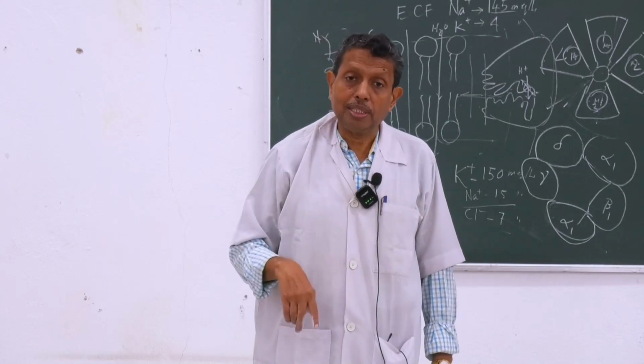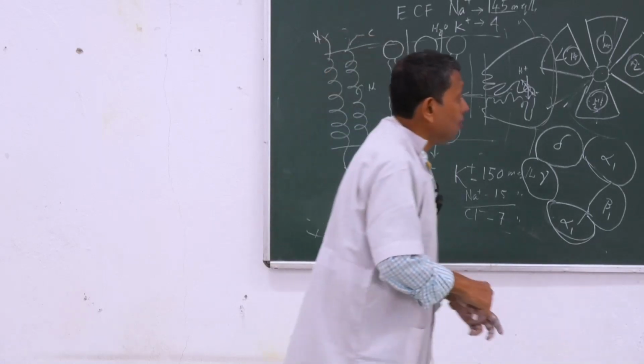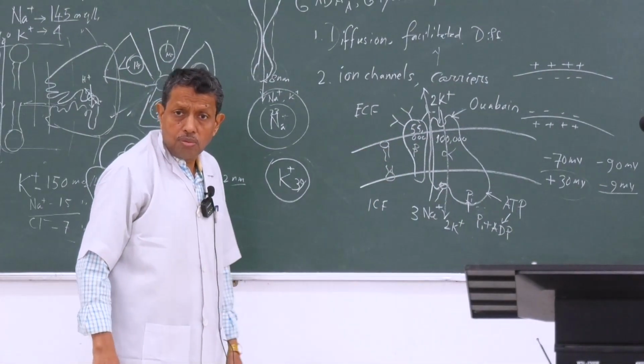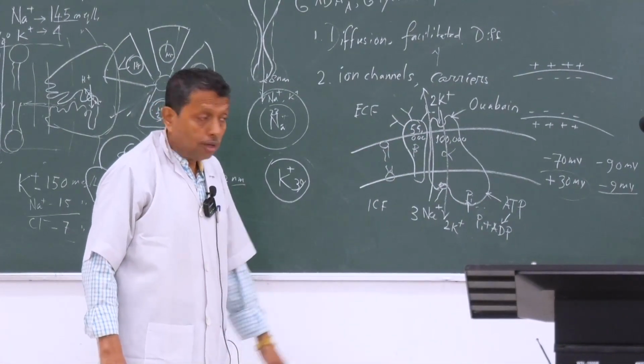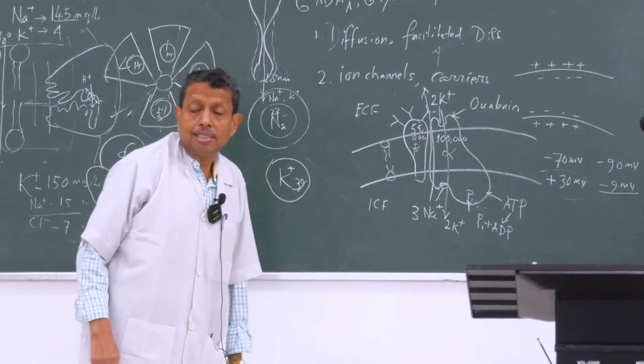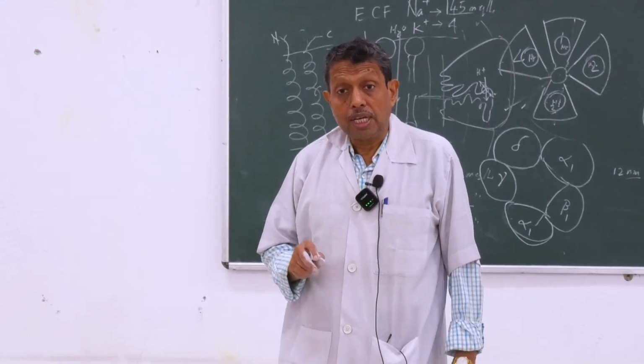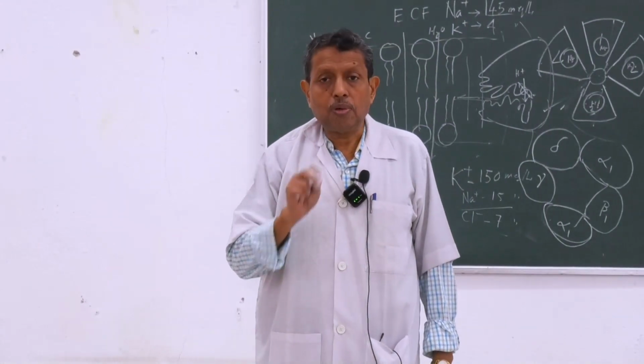But it is protected by sodium potassium ATPase. Not only ions, the osmotically active particles are also pushed out. It is one of the reasons the volume of the cell remains constant, not only the membrane potential.